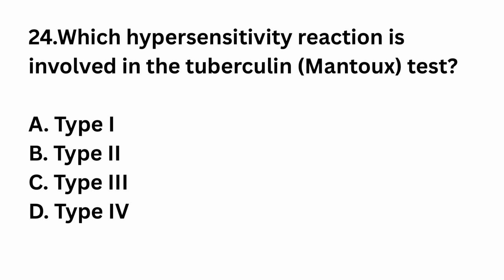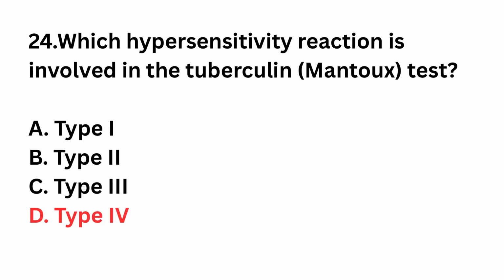Question number 24. Which hypersensitivity reaction is involved in the tuberculin-Mantoux test? Type 1, Type 2, Type 3, Type 4. The right answer is option D, Type 4 hypersensitivity. This delayed reaction is mediated by T cells. It peaks 48 to 72 hours after antigen exposure.